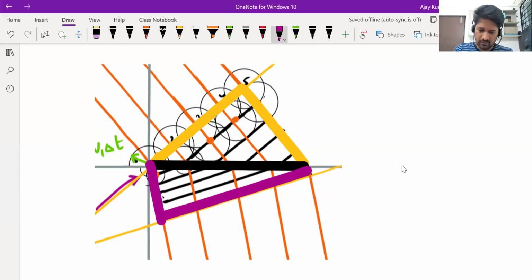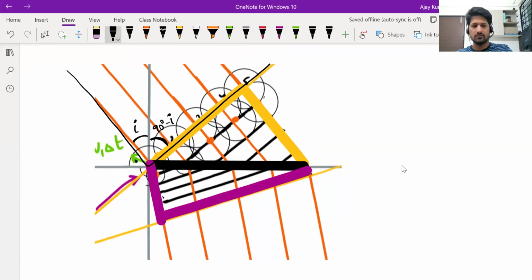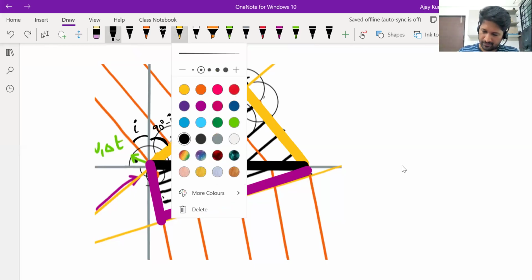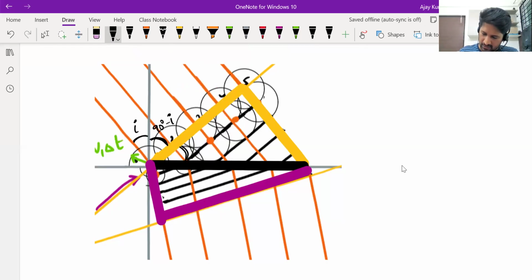What are the angles here? Angle of incidence we have to visualize. This angle is angle of incidence. If that angle is I, then this angle here will be 90° minus I, because this is wavefront, the angle is 90 degrees. So if one part is I, the other part has to be 90 minus I. Then the part inside will be I again. This angle will again be I.